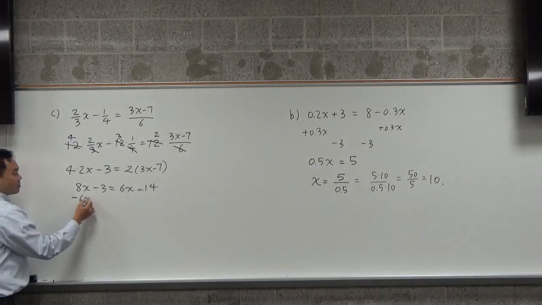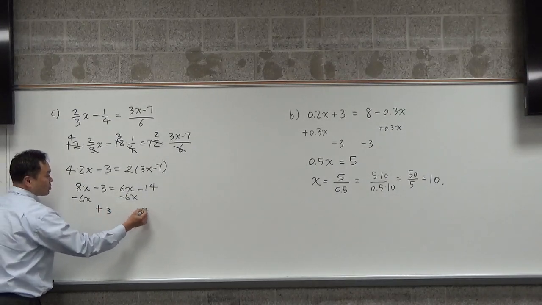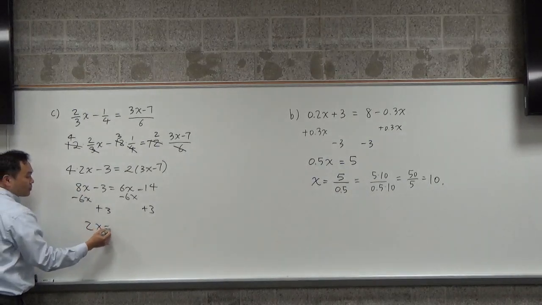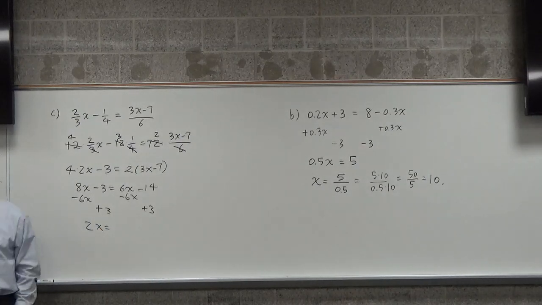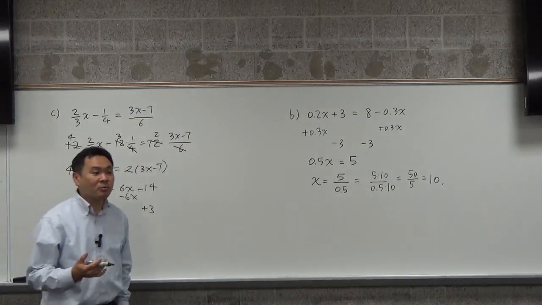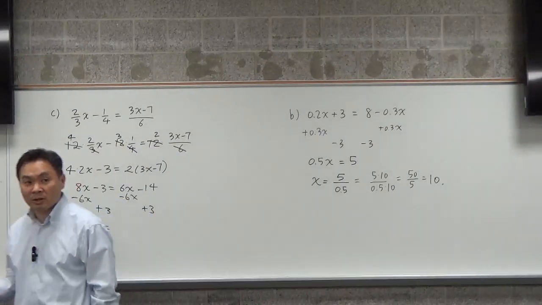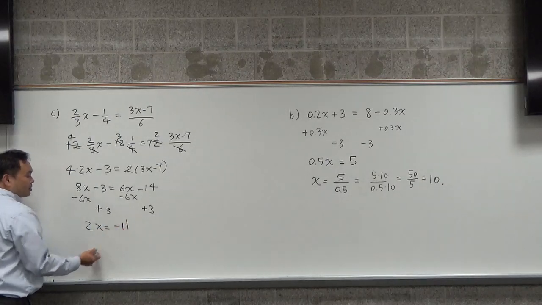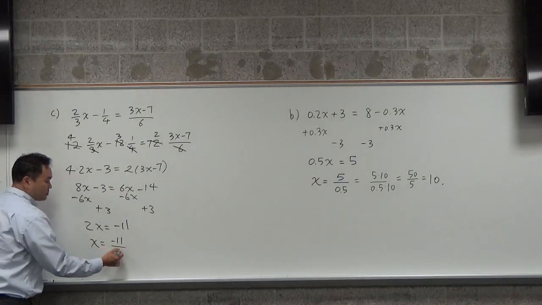Subtract 6x, both sides. Add 3, both sides. So that on the left side you get 2x. On the right side you get 3 minus 14. What is 3 minus 14? As I said before, instead of doing 3 minus 14, you want to do 14 minus 3 and put a minus. So what's that? That's negative 11. And finally, dividing both sides by 2, you get negative 11 over 2.